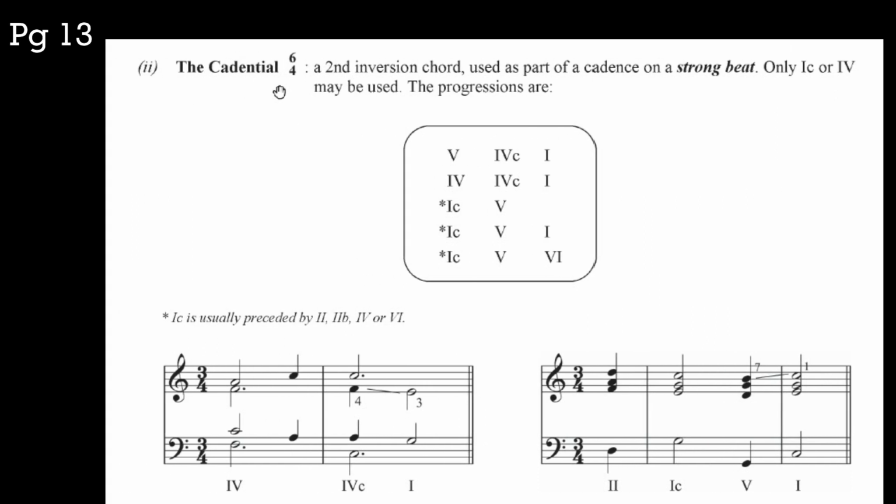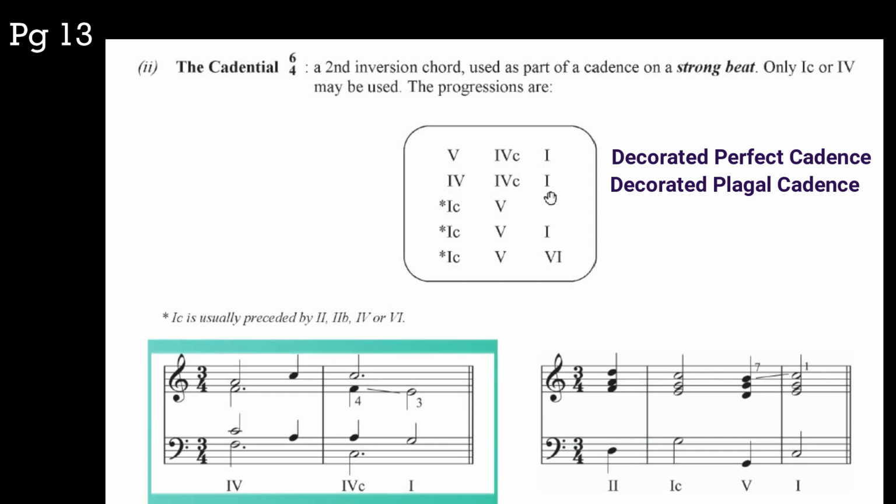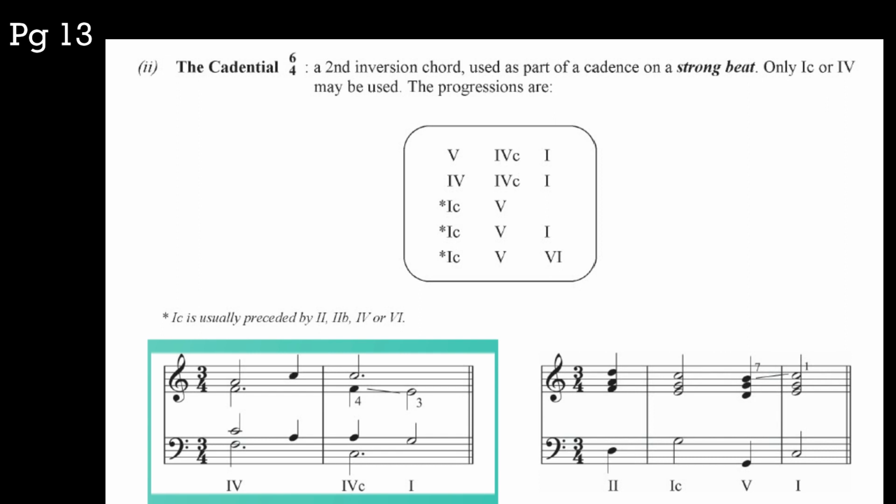A cadential 6/4 progression occurs with a 5/1 perfect cadence decorated by the 4C, or a 4/1 plagal cadence decorated by the 4C. Here is an example. The plagal cadence of 4/1 is decorated with the 4C chord. The cadential 6/4 progression occurs at cadence points.